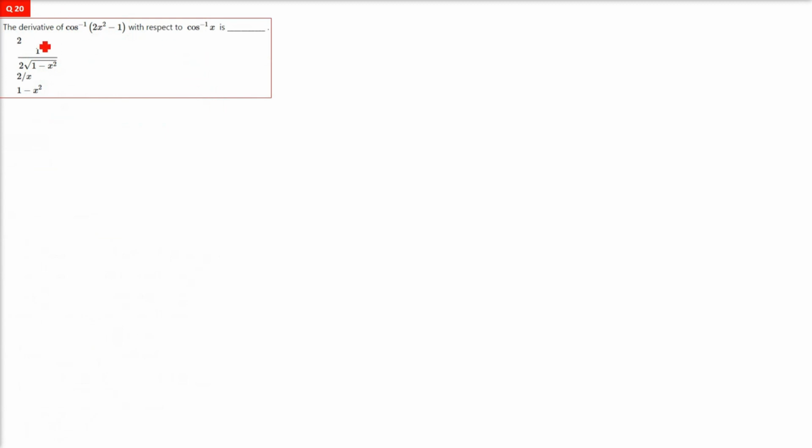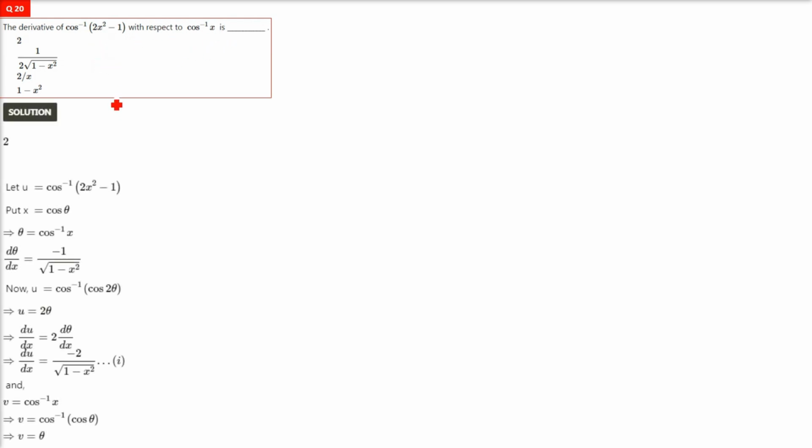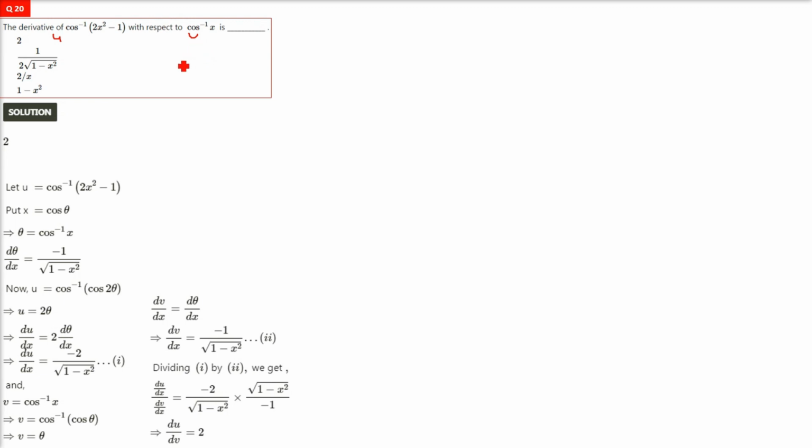The derivative of cos inverse 2x square minus 1 with respect to cos inverse x is. So this question we have already covered while we were doing exercises. But we'll do it again. The best thing is to either do it with cos inverse normal minus 1 by under root 1 minus x square type, or you can put something. For example, the first thing is u, second thing is v. So u is cos inverse 2x square minus 1. So x is equal to cos theta we are going to put. So theta will give you cos inverse x.